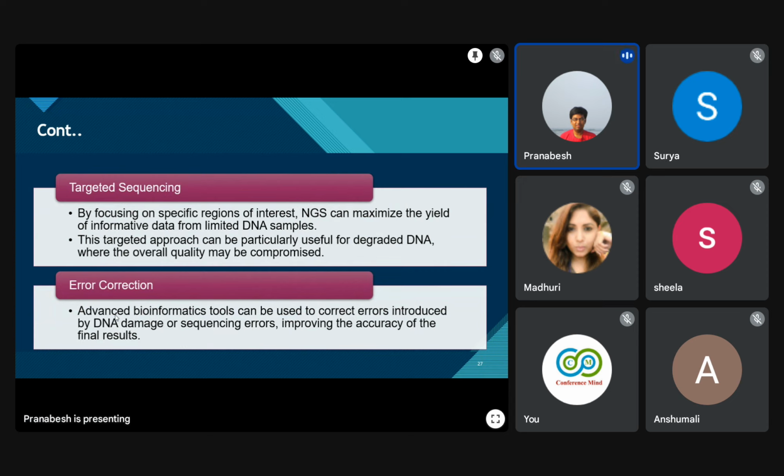Then there is error correction. In error correction, advanced bioinformatics tools can be used to correct errors introduced by DNA damage or sequencing error, improving the accuracy of the final results.